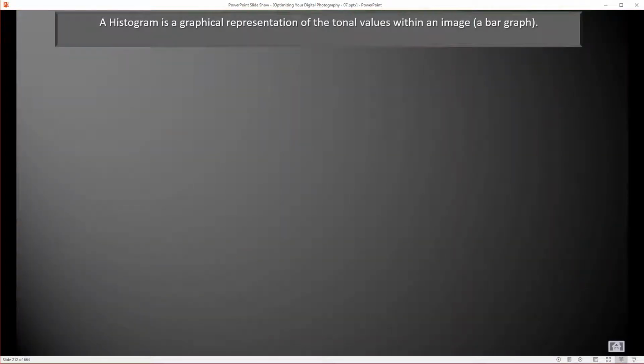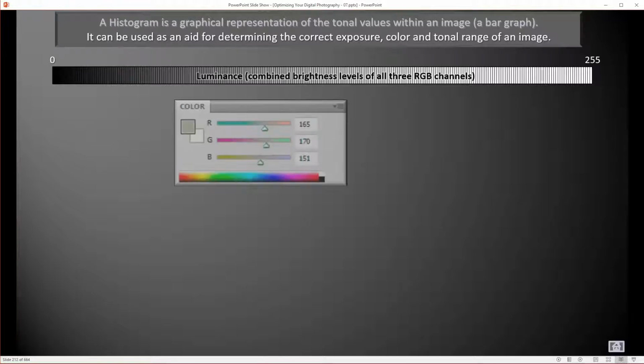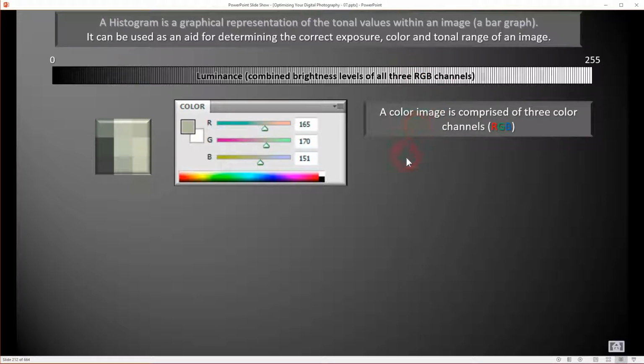So a histogram is a graphical representation of the tonal values within an image. It's a bar graph, and it can be used as an aid for determining the correct exposure, color and tonal range in an image. Okay. So for certain graphs we have what's called the luminance, which is a combination of all the brightness levels of all the 3 color channels. And the color image is comprised of our 3 color channels, red, green and blue.